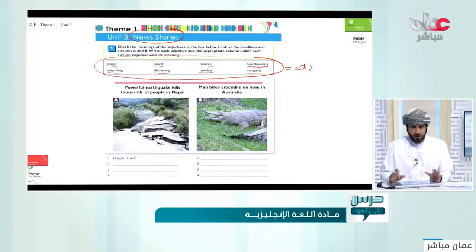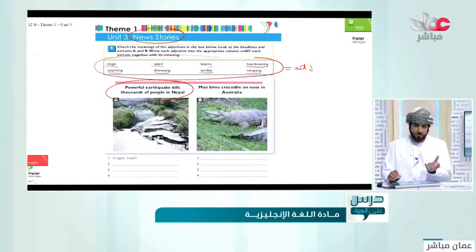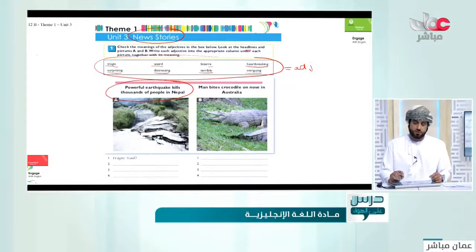What we are going to do right now, we'll try to list them under each headline here. The first headline is what? Powerful earthquake kills thousands of people in Nepal. Look, the headline itself doesn't start with earthquake as a noun. It starts with a very strong adjective, powerful earthquake. The powerful earthquake as a headline itself will attract the reader to continue reading.